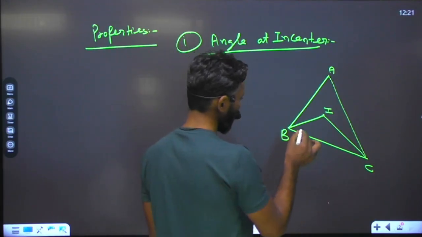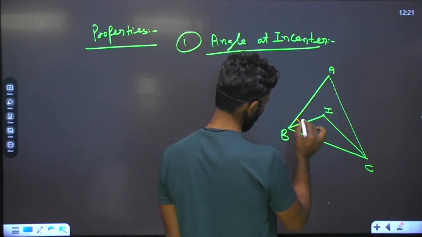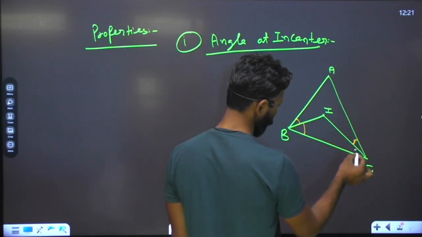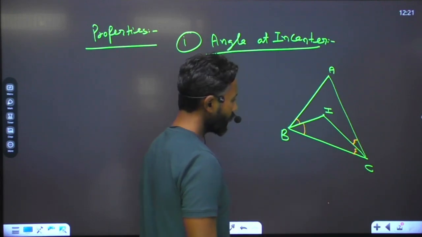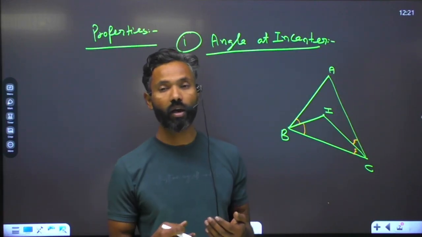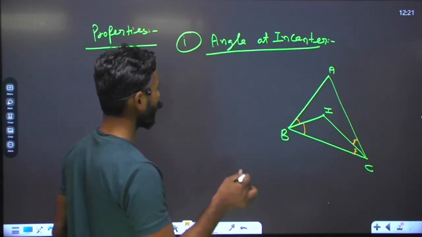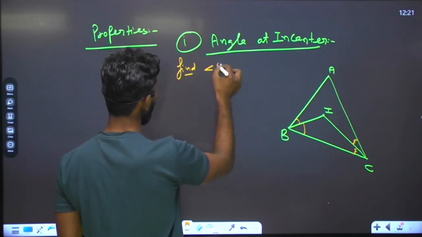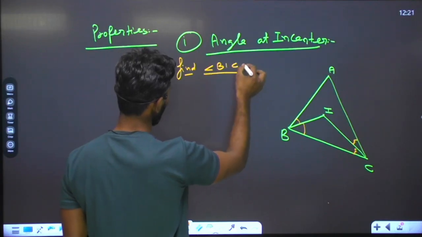So if this angle is x, then this one will also be x. This is y, and this will also be y. Now this is triangle ABC and I is the incenter, and we have to calculate the angle at I. So we need to calculate angle BIC.